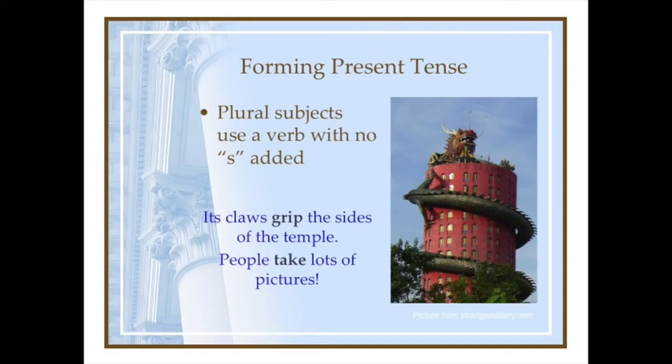Its claws grip the sides of the temple. People take lots of pictures. In the first sentence, you notice that the verb grip has no s at the end, even though the subject, claws, is plural, and that's because not adding the s makes the verb agree with the plural subject. The same thing is going on in the second sentence. Take is the verb in the sentence. It doesn't have an s at the end because the subject it agrees with, people, is plural.